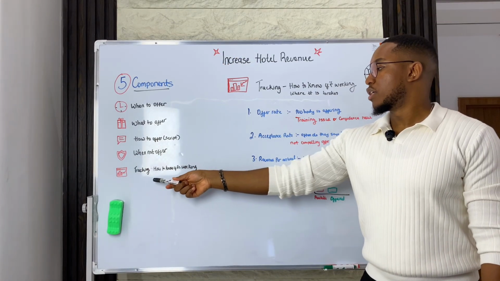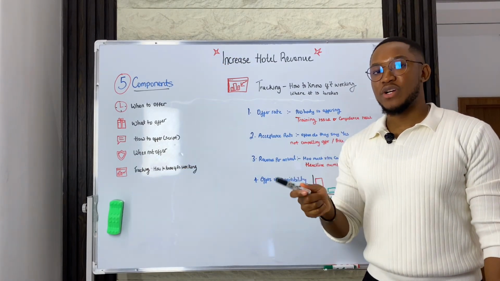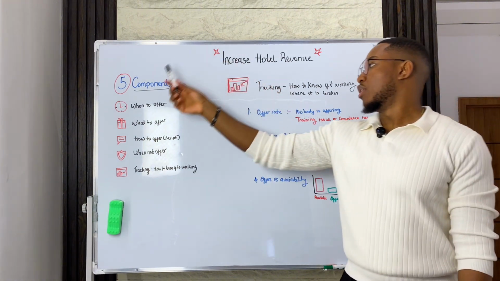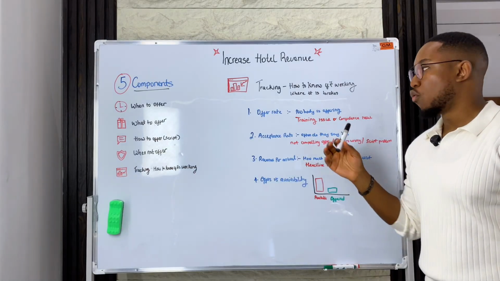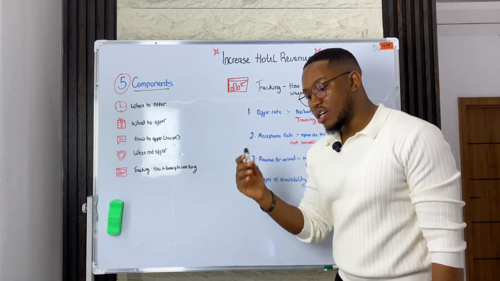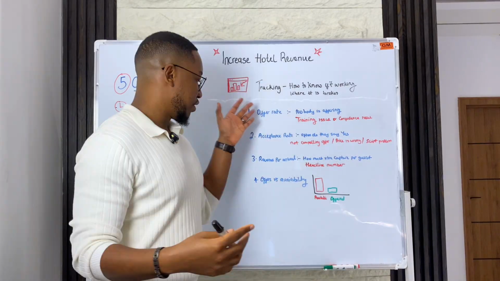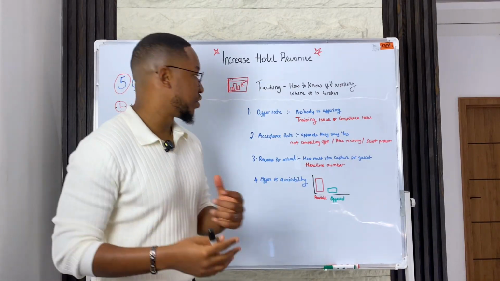So the last one here is tracking. If you don't track it, it doesn't exist. Now, this is where we know if all the system that we have built is actually working. This would also tell you where exactly the systems are broken and what you need to focus on. Now, there are basically four numbers you want to keep track of.